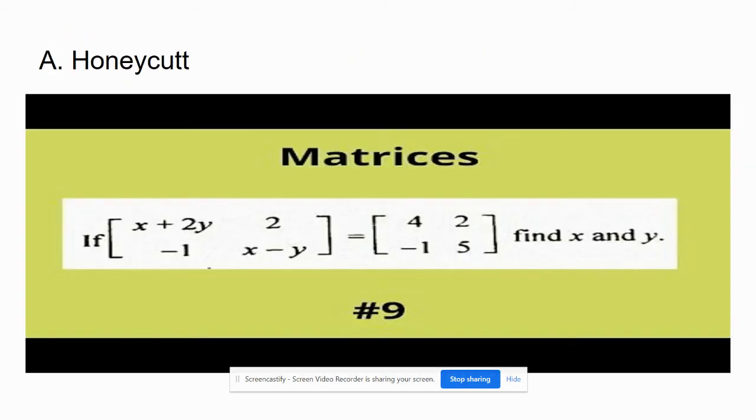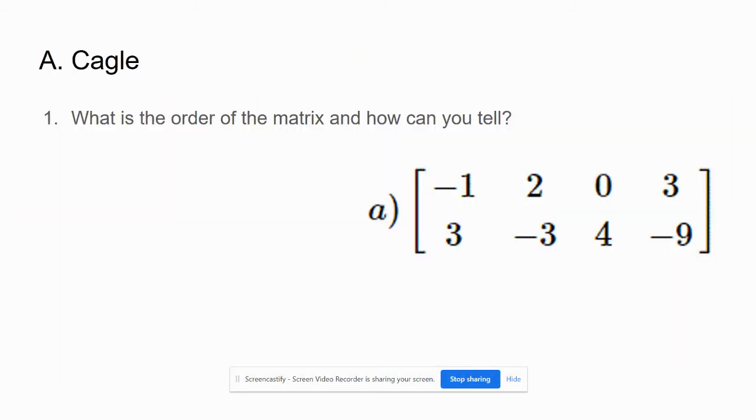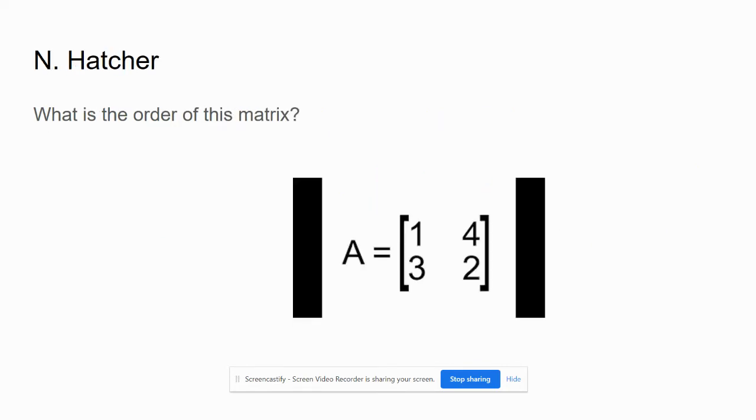Alright, guys. So, what is the order of the matrix and how can you tell? The order is 2 by 4. So, rows and then columns. Your rows first, then columns. How many rows and then columns? What is the order of the matrix?